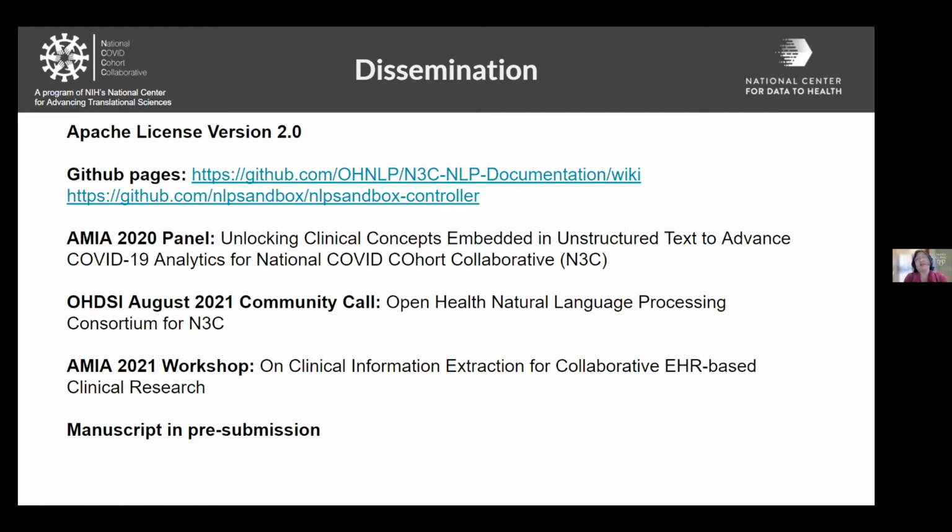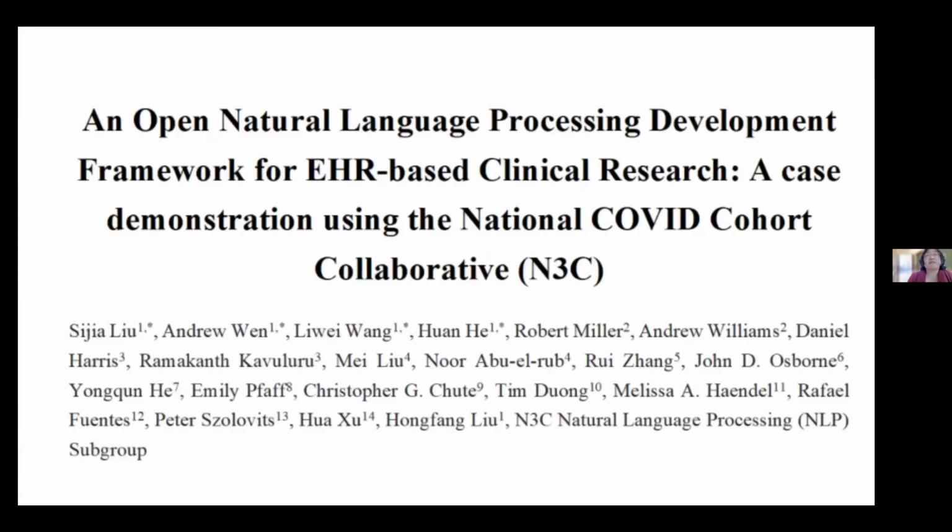On the dissemination side for the N3C ML, currently we disseminate through Apache license version 2.0. The GitHub page gives you some documentation related to the N3C ML activity. At the same time, through the CD2H NLP side, we have the NLPSandbox ready for the community to onboard. We gave a panel at AMIA 2020, and we participated in all the community calls. We have a coming workshop at AMIA 2021 at the end of this month, and we have a manuscript in pre-submission stage, on behalf of the N3C ML working group.